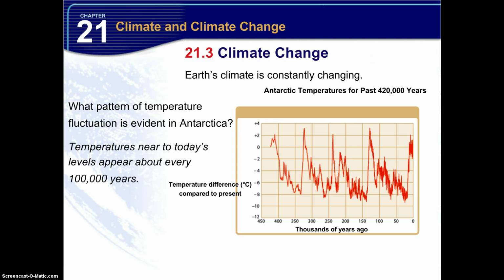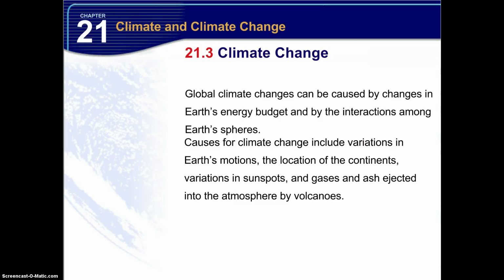It changes about every 100,000 years. So if you look at the peaks, they are about 100,000 years apart. If you look at the averages, they are about 100,000 years apart. And if you look at the lows, they are about 100,000 years apart. So global climate changes can be caused by changes in Earth's energy budget and by the interactions among Earth's spheres.